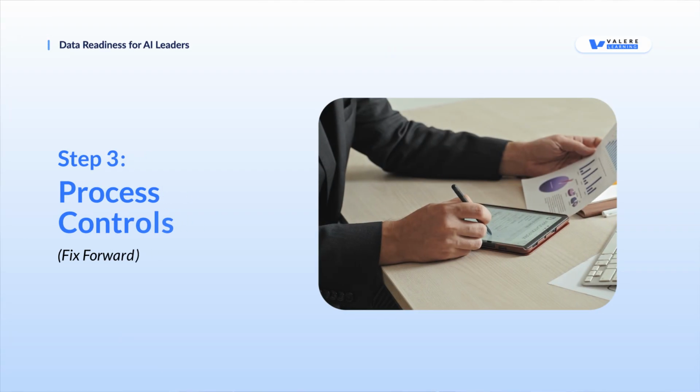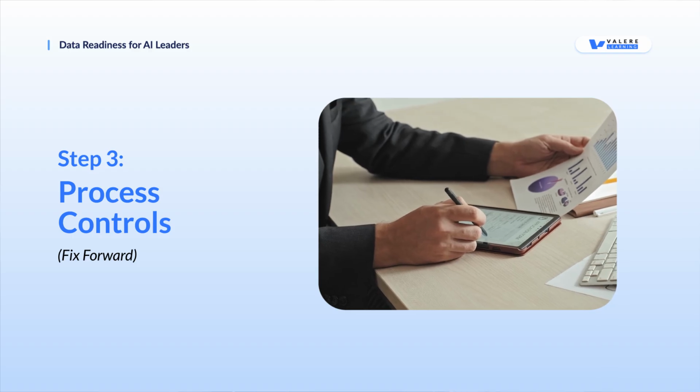Step 3 is process controls, and you're going to fix forward. Okay. So our first job before we go cleaning up our data is we want to stop the bleeding. We want to stop any new dirty data from happening at the point of entry, and we want that to start today. So here's what this would look like. We would do this by installing a little digital stop sign.